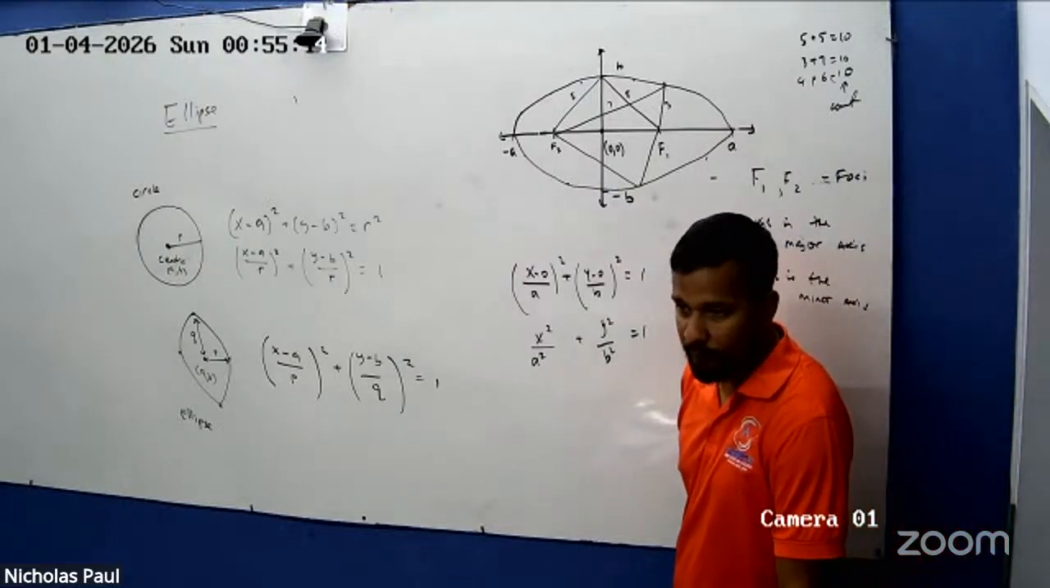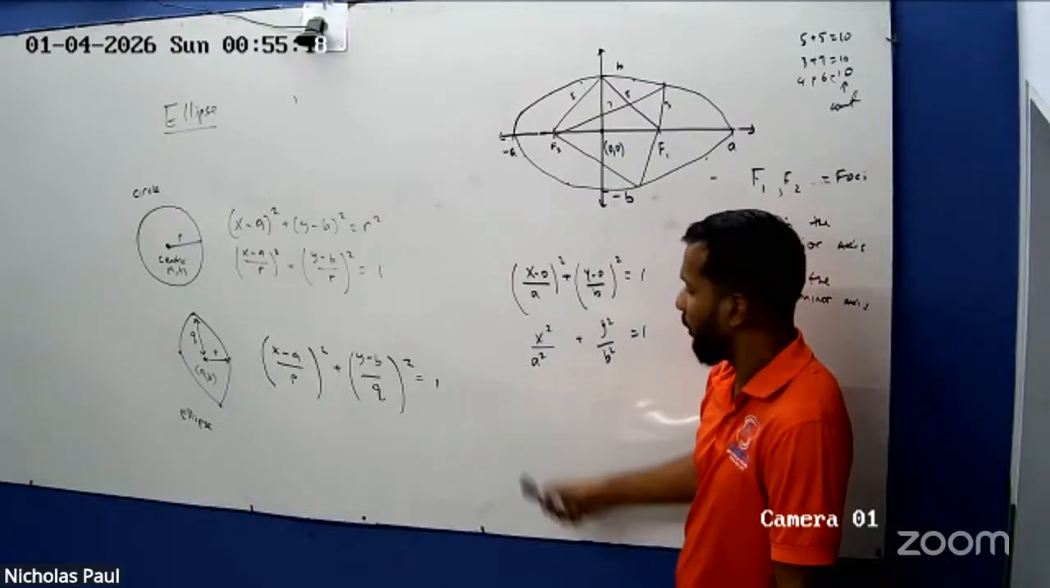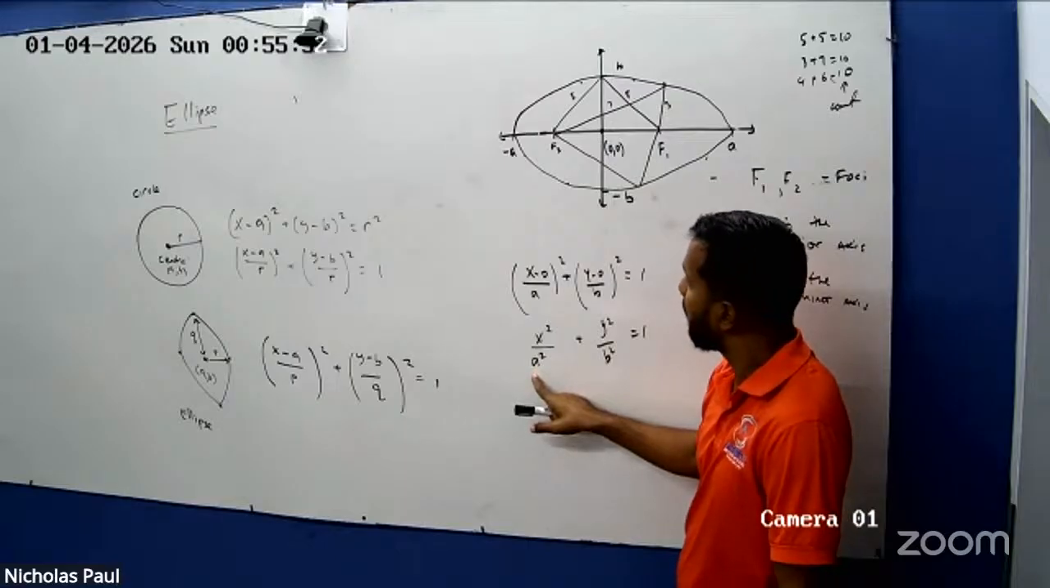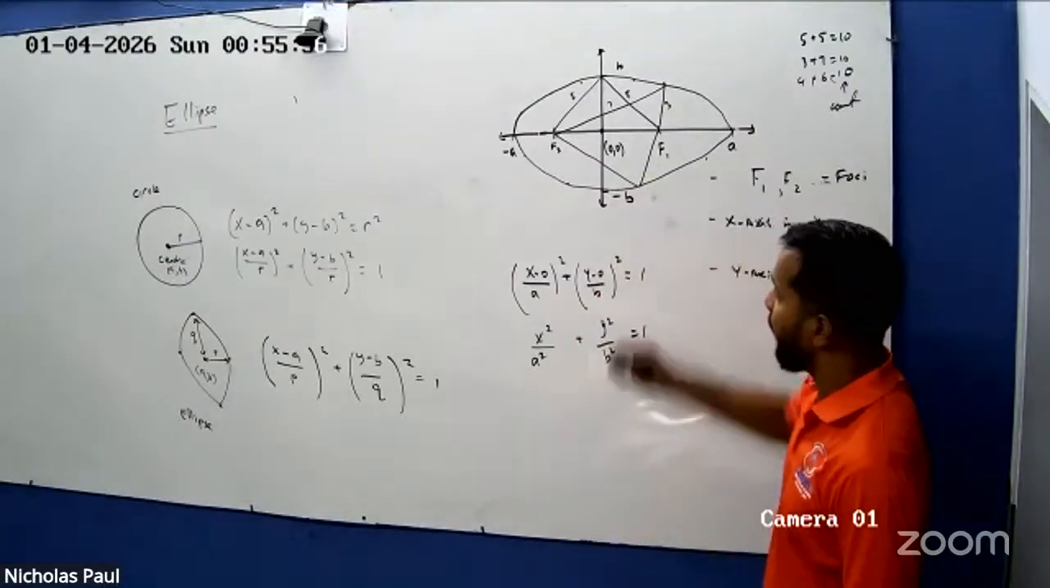You could have a negative. This plus-or-minus tells you that it's on both sides, so it's equidistant from here to here.